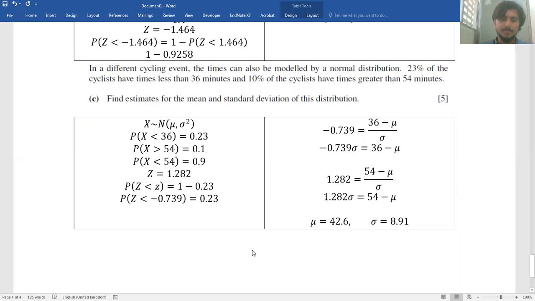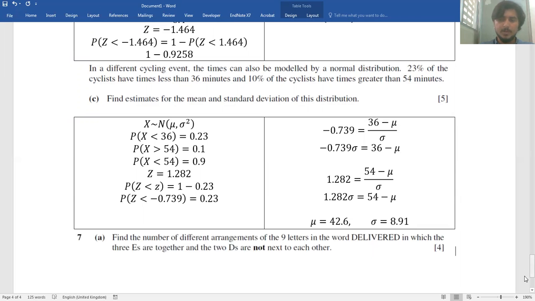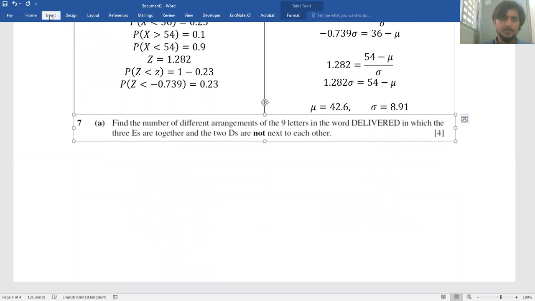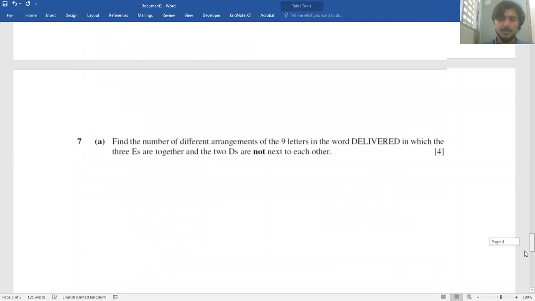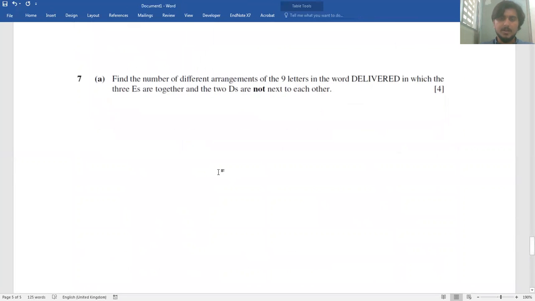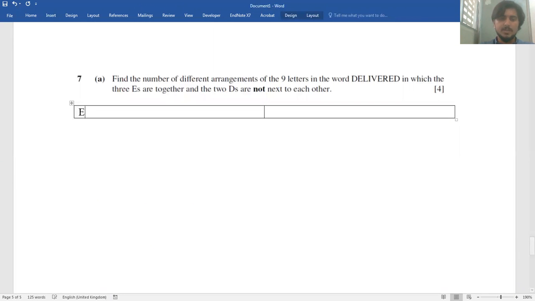Question number 7. Let's take it on the next page. Find the number of different arrangements of the 9 letters of the word in which 3 E's are together and the 2 D's are not next to each other. I've given you people a very easy way to do this. If the question says 3 E's are together, we convert them into a single set and consider that for the time being. We don't need to arrange D.